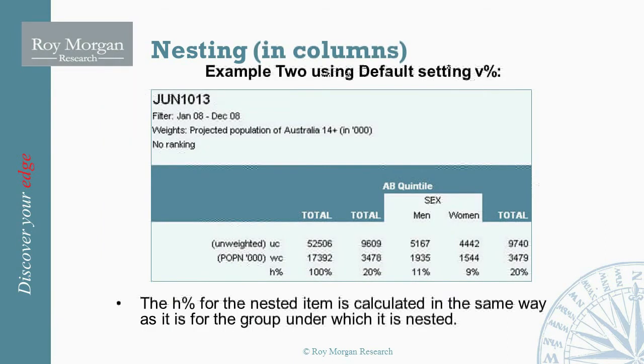This is example 2, again using the default setting of V%. H% for the nested item is calculated in the same way as it is for the group within which it is nested. The H% of the nested group is the weighted count of the group divided by the weighted count of the total. This tells us that 11% of people are AB men, 9% of people are AB women. The H% for men plus the H% for women adds to the H% for ABs in total.